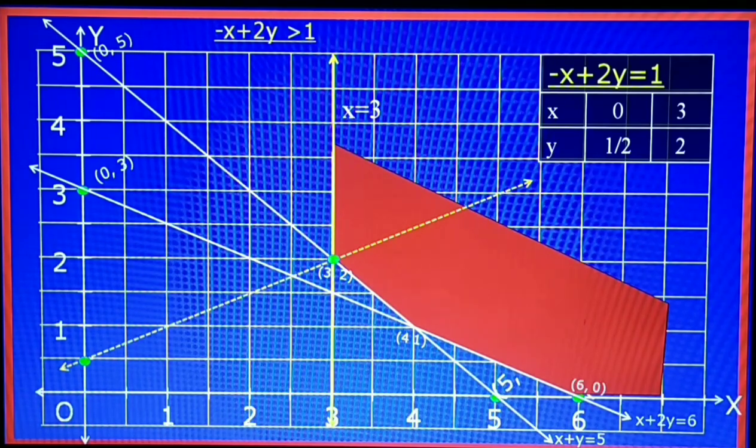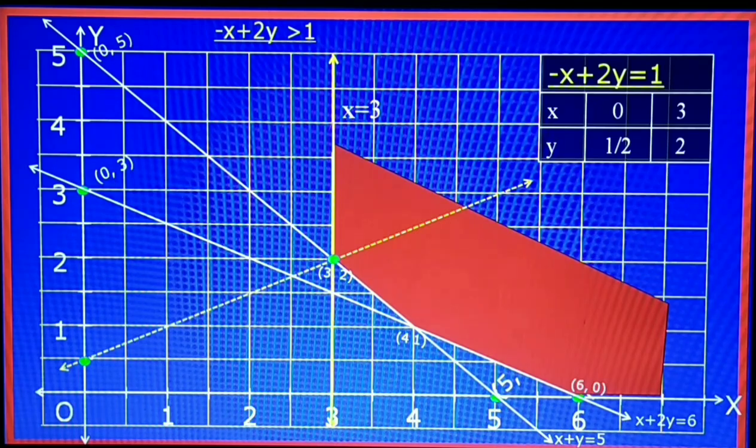Take one point on the x-axis, or you can take the origin. When x is equal to 0, y is equal to 0, 0 is greater than 1. This is not true. Therefore, we have to shade above the line minus x plus 2y is equal to 1.